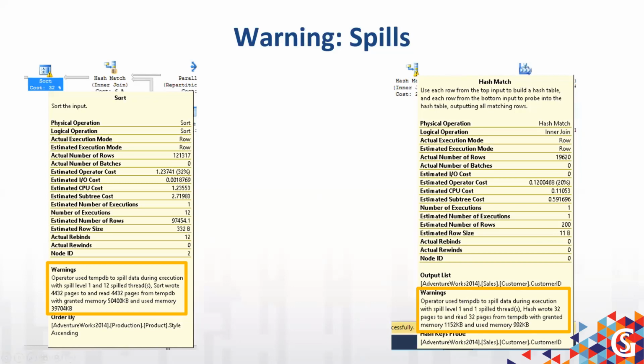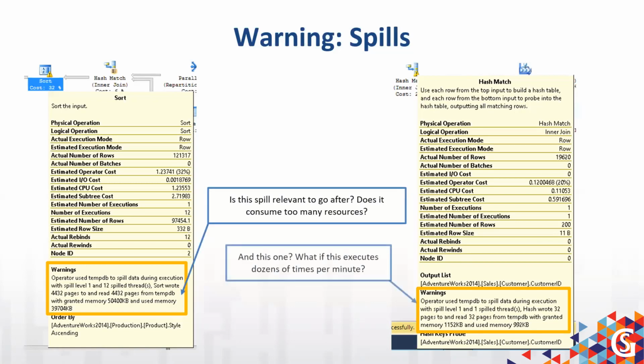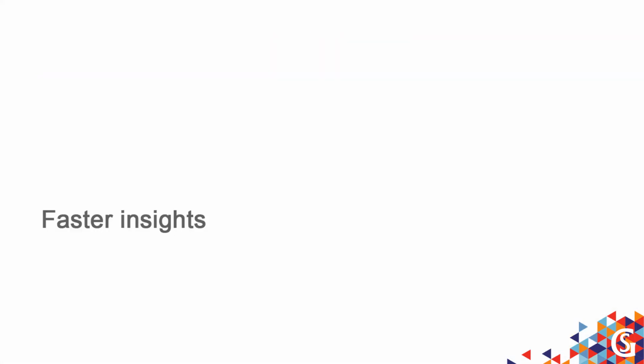Now, obviously, going back to the hash match, 32 pages is small if I run this query every once in a while. If I run this query several times a minute, or several dozen times a minute, then that becomes a cumulative effect that's important, and I still want to tackle this. But I'm able to come up with all these actions and hypotheses because I have this information now in showplan, and I didn't before. So what was cryptic can now actually be used. Okay, and that leads us to faster insights.